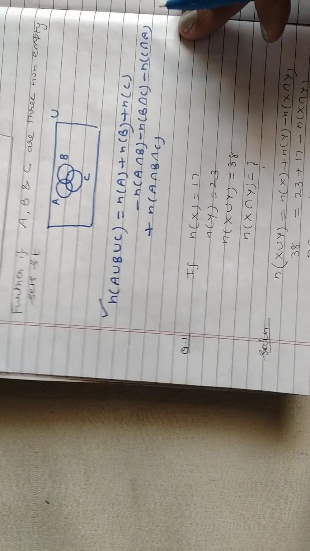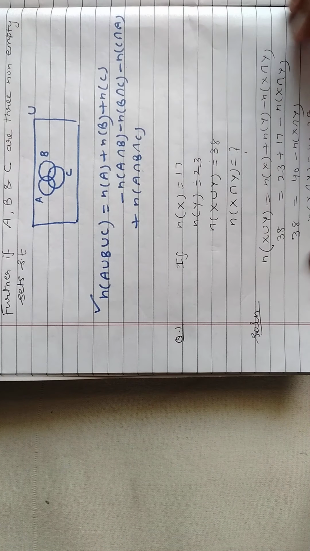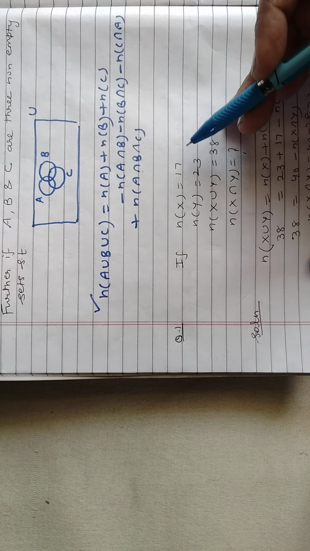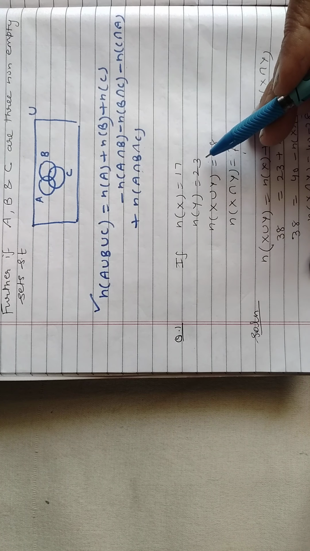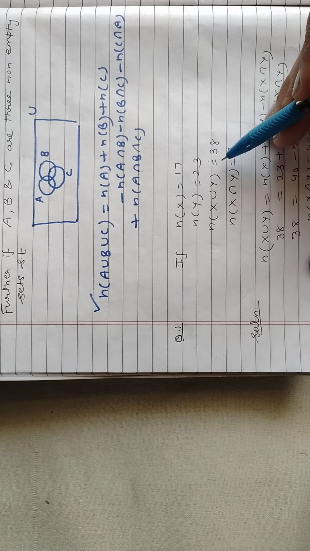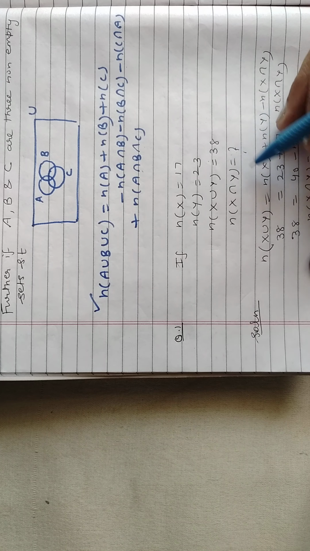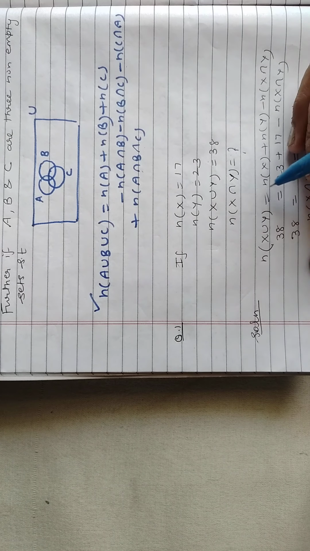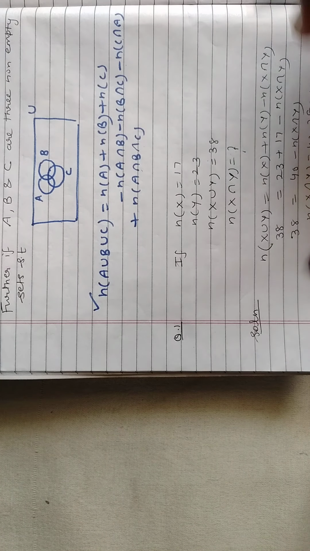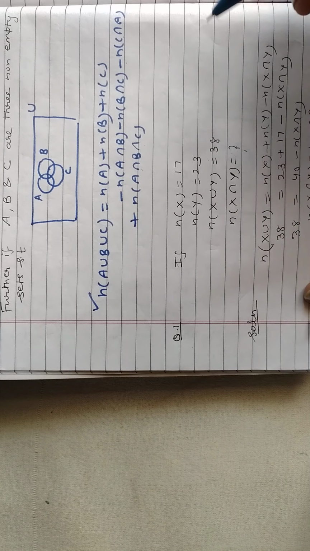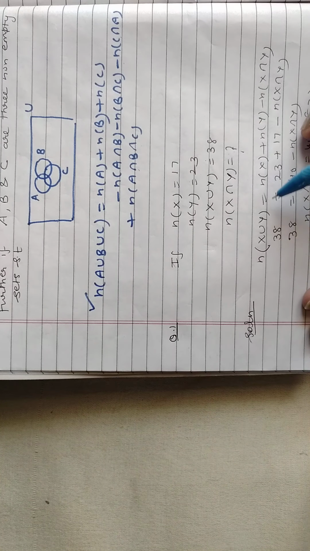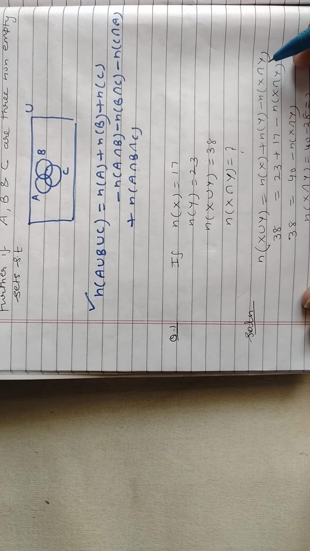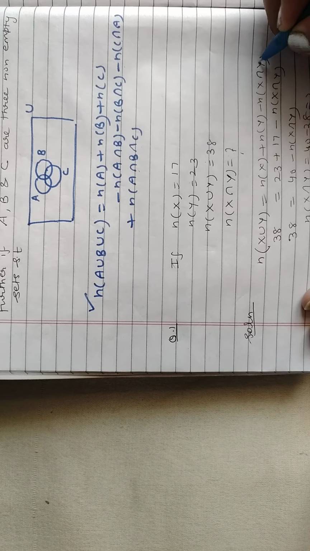So your first problem is, if number of elements in set X is equal to 17 and in Y it is 23 and union is given to you 38, then how many elements are there in X intersection Y? How many elements are there in their intersection? Clearly you will use the first formula. You know that number of elements in union is equal to n(X) plus n(Y) minus n(X intersection Y), right?